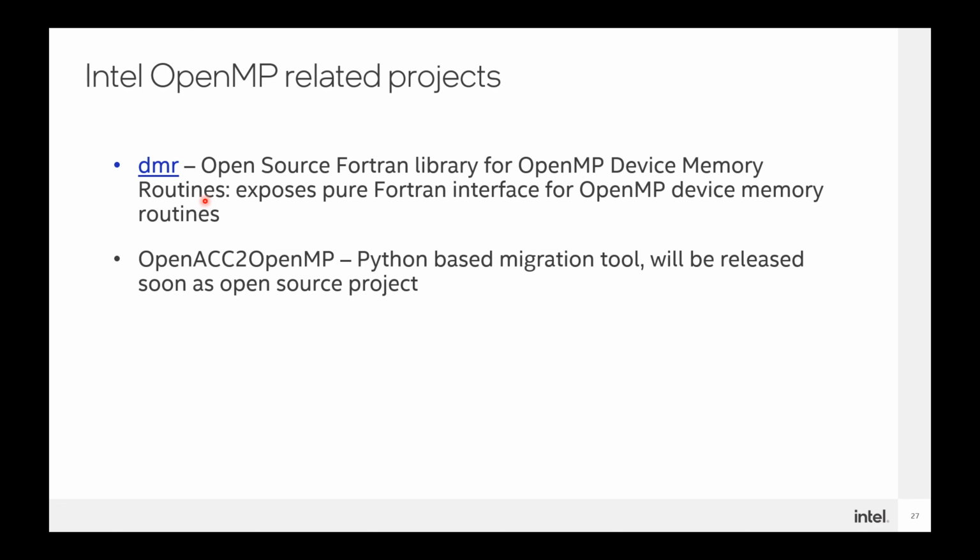And in this slide, I would like to put another project, because we are trying to improve the developer experience with OpenMP offloading. So DMR is one. The other important project, developed by Harald, a colleague of my group, is the OpenACC to OpenMP tool. This is a Python-based tool for code migration from OpenACC to OpenMP. And the code will be released soon as an open source project. So I can give you details next week if you want to try it.